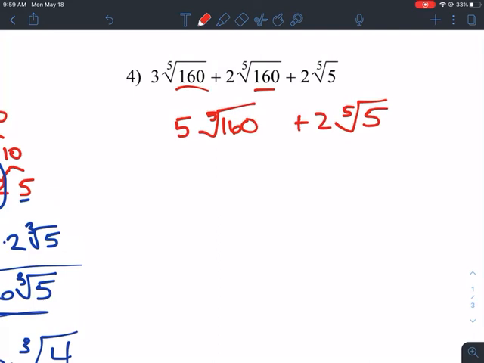So now I'm going to break down this 160. So I'm going to divide by 2.